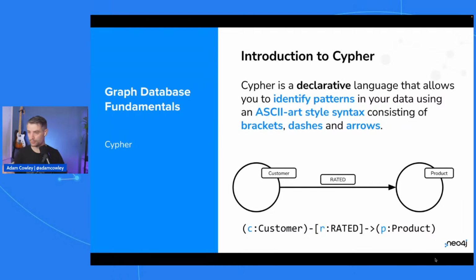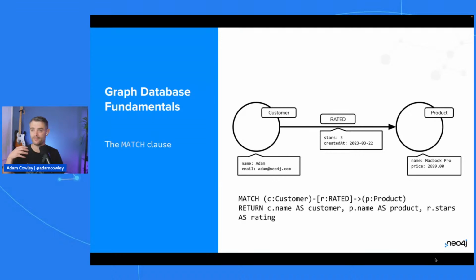And then we use Cypher to act on these values. In order to find something in the database, we use a MATCH clause. We match a pattern. In this case, we're matching a customer who rated a product. And then in the RETURN clause, we're defining what we want to return to our application. We're returning the name property, so c.name, and giving that an alias of customer, p.name as product, and r.stars is given an alias of rating. From here, we'll get a list of every customer, the product that they've rated, and the rating that they've given it.